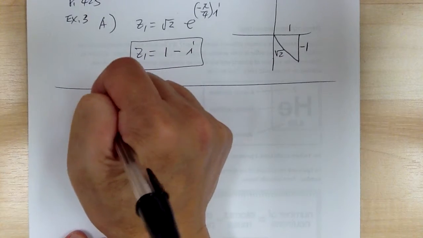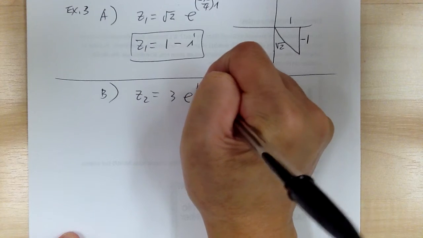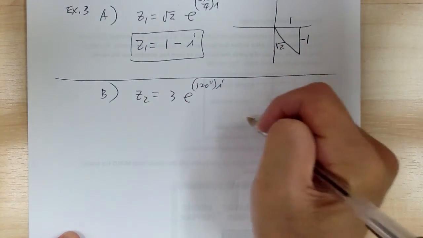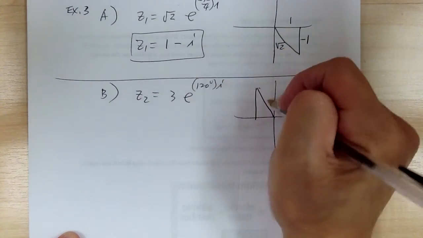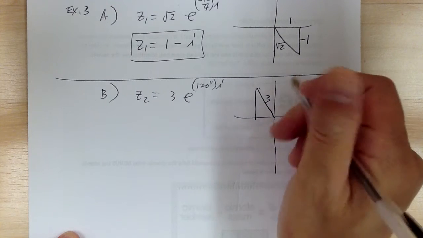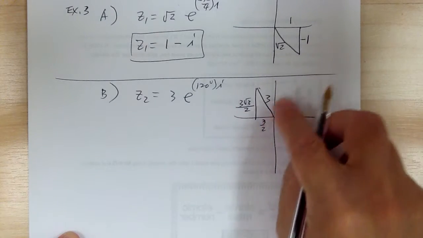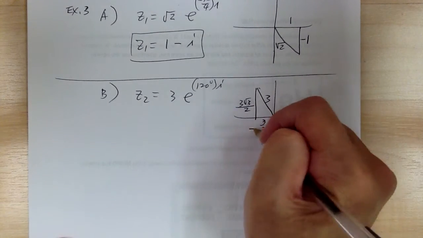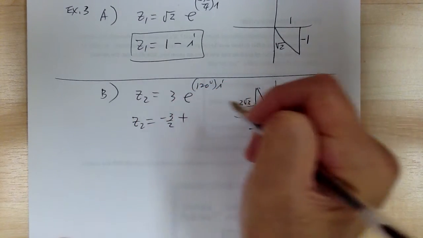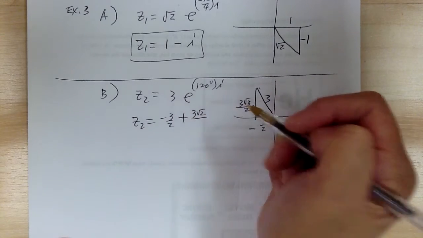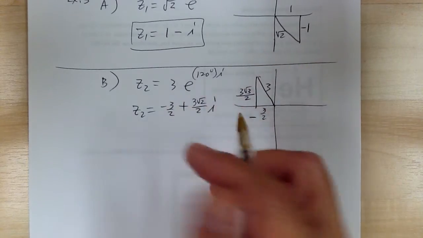Okay. Now you go to B, you have Z2 equal to 3 e to the 120 degrees I. You can draw 120 degrees right over here, and the radius is 3, and therefore this would be 3 over 2. This would be 3 square root of 3 over 2. Use your 30-60 special triangle, and this would be negative. So Z2 will equal negative 3 over 2 plus 3 square root of 3 over 2i. Okay, and that's it for Z2.